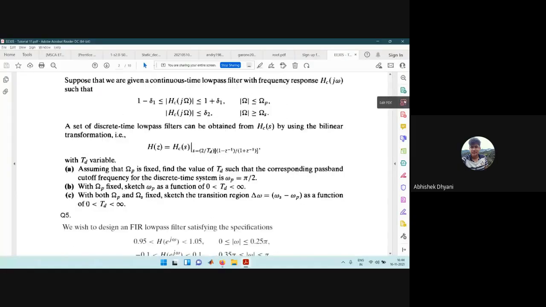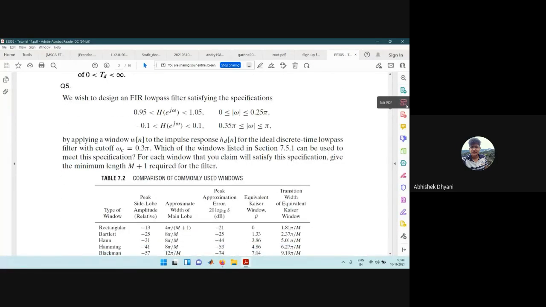Okay, now we have only one question left. Let's look at this one. And this one has to do with windowing, right? This is a very important concept. So here we have an FIR low pass filter which is satisfying this specification, right? Now we are talking about an FIR low pass filter, so keep that in mind. Windowing is applied for FIR filters.